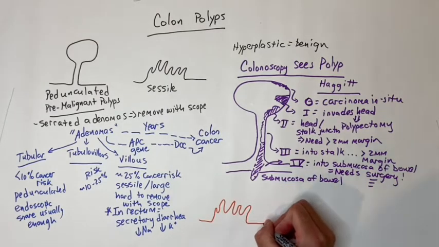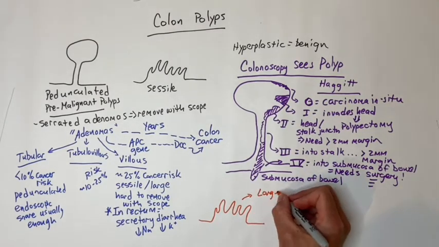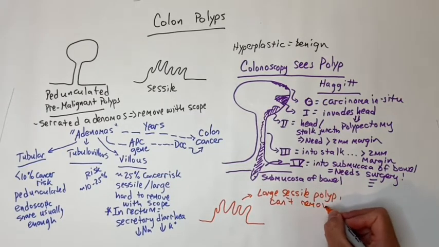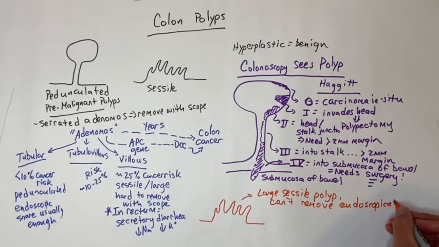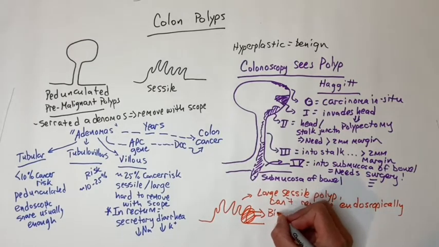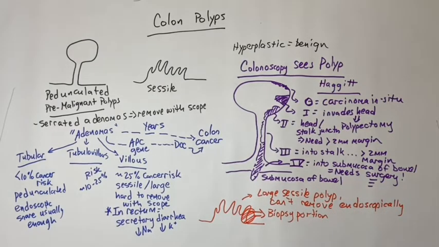All sessile polyps, which would usually be tubulovillous or villous, with cancer especially, would get a segmental resection. A large sessile tubulovillous or villous adenoma that can't be removed endoscopically, regardless of whether it has dysplasia or cancer already, still needs surgical resection due to future cancer risk.